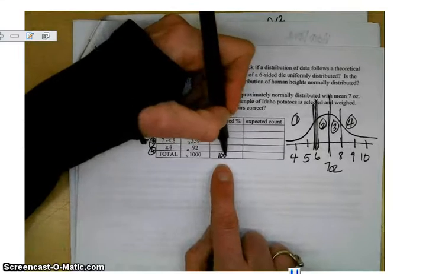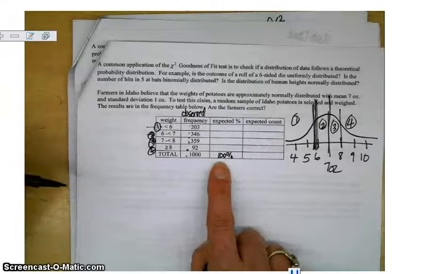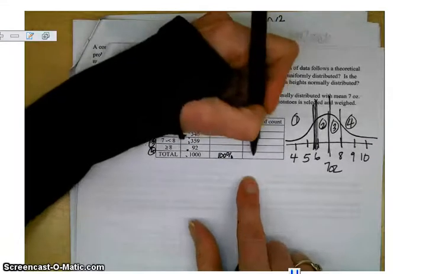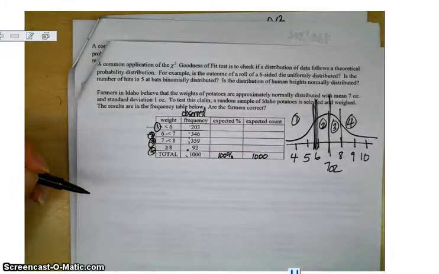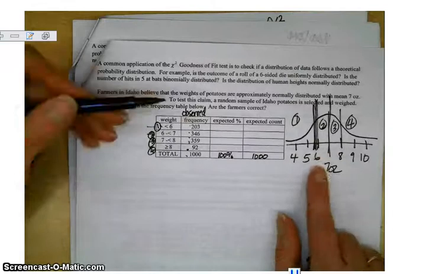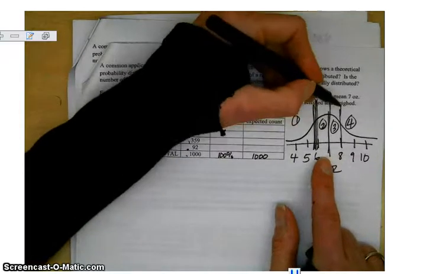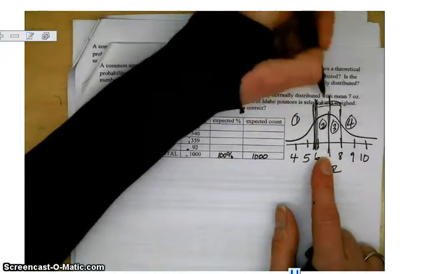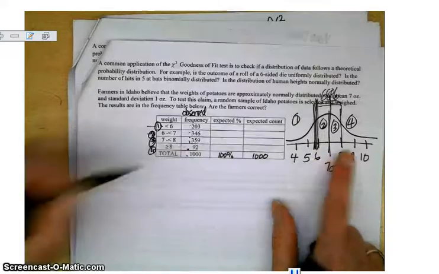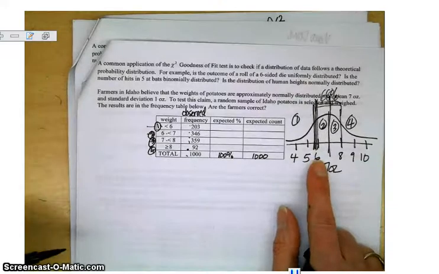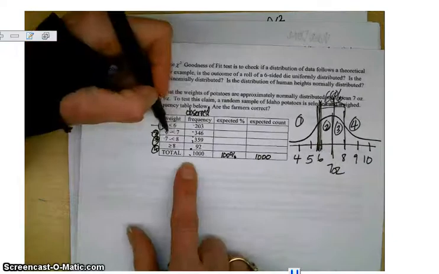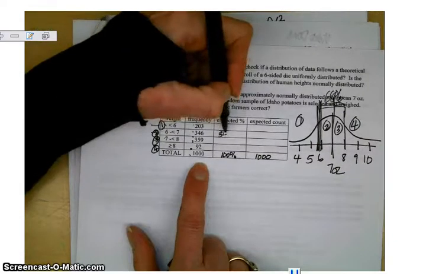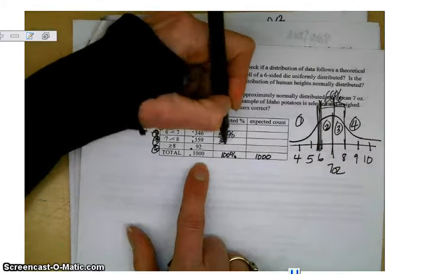So we better add up to 100%. And then based on that, what would be the expected counts? Our expected counts should add up to our observed counts. In a normal distribution, I'm going to start in these middle 2 sections because I know that 68% of data is found within 1 standard deviation above and below the mean. So that means 34 in each of these. These 2 categories get 34% in each one, based on the normal distribution.